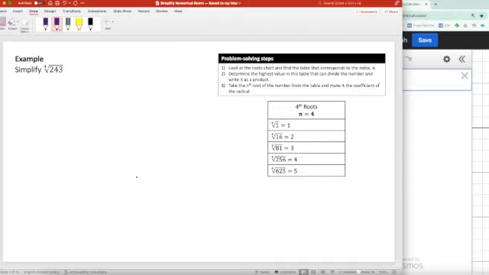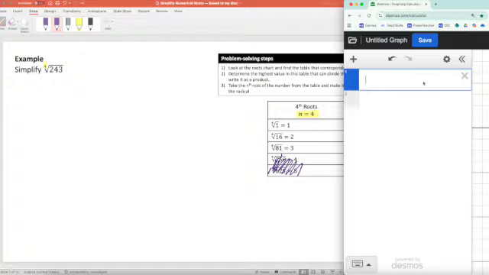We have the fourth root of 243. Okay, so you can see here my index is 4, so I'm going to go to the n equals 4 part of my study guide. Now what I'm going to do is cross out all the values that are bigger than 243, and I'm going to go to Desmos and type in those values.